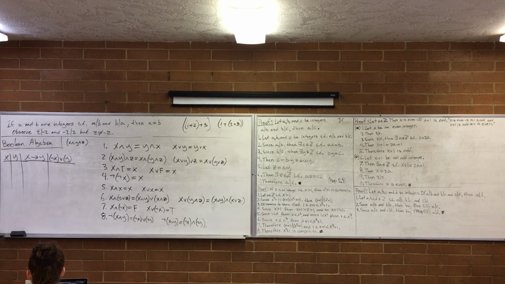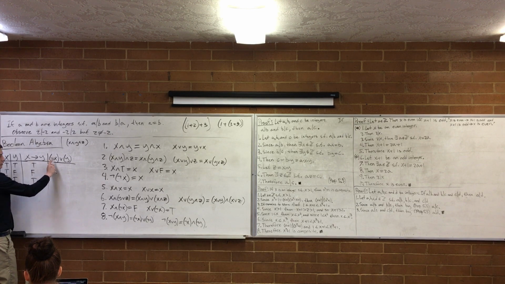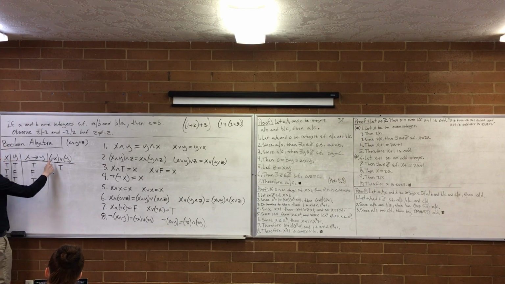Okay? So let's write out all our cases. True, true, false, false, true, false, true, false. We already know an implication is true, false, true, true. So let's look at this one. Not true is false, or true is true. So anywhere where y is true is true.